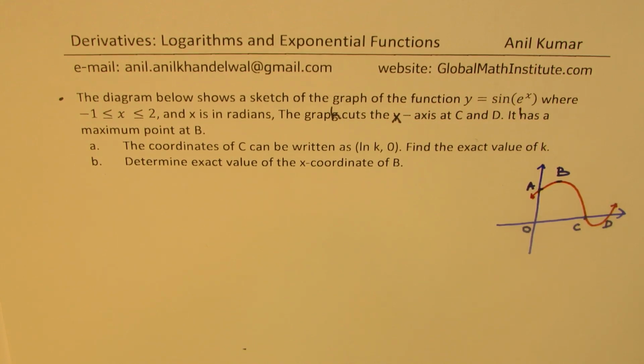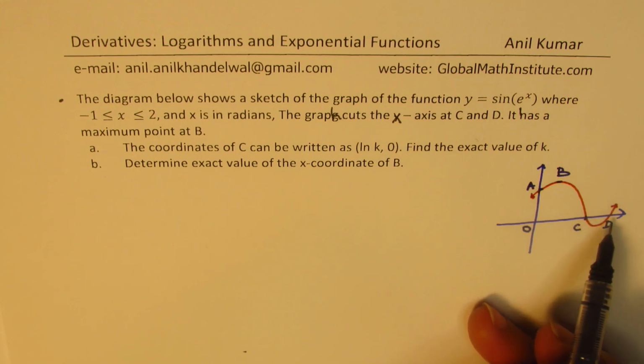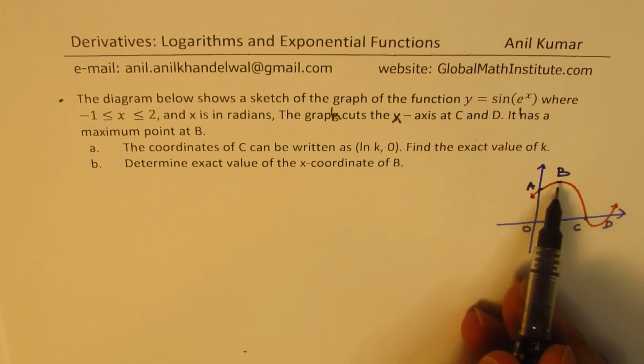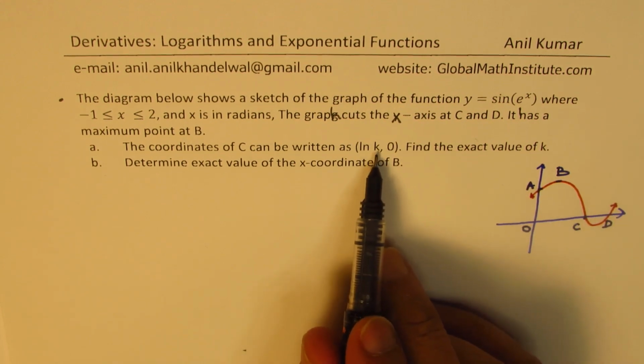And part B is, determine the exact value of the x coordinate of B. So B is the local maximum here. C and D are the x-intercepts. We need to find coordinates of point C and B, right? C is given in coordinates. We need to find the value of k actually.